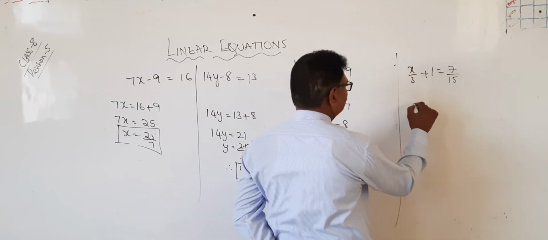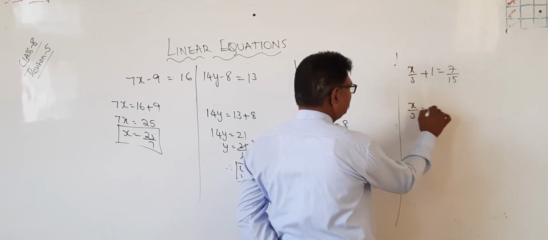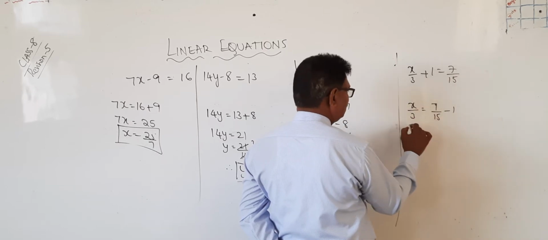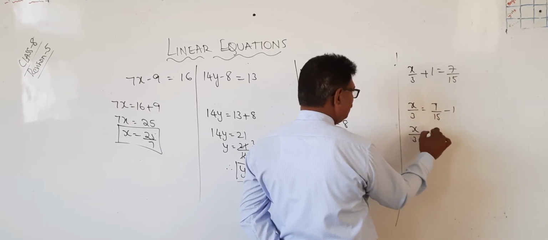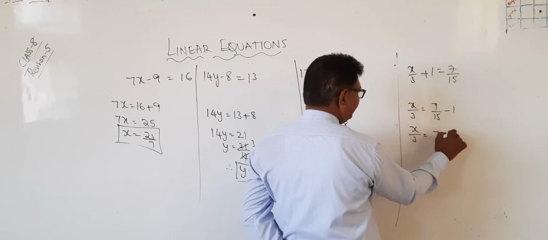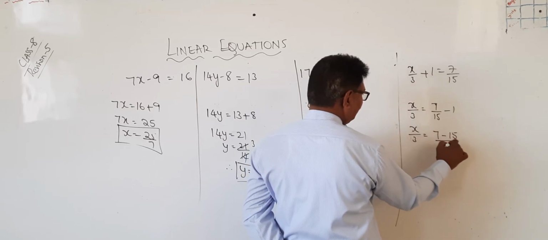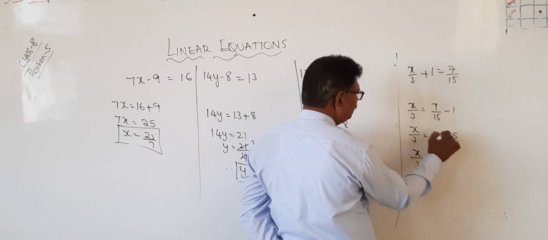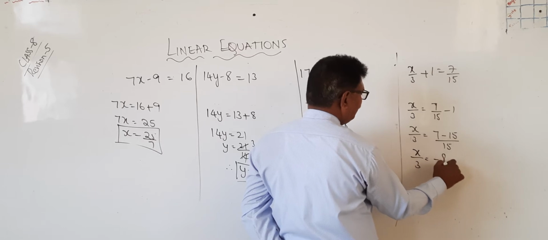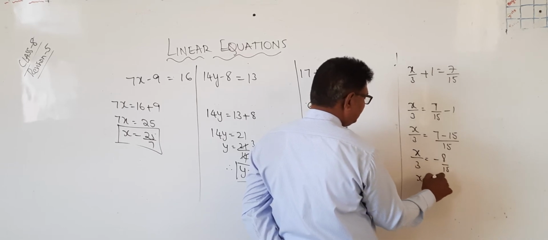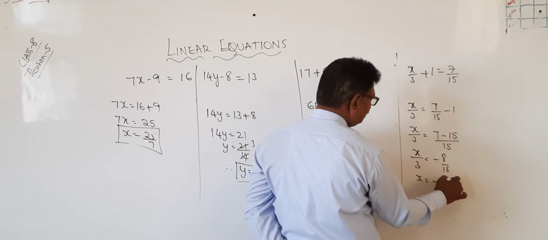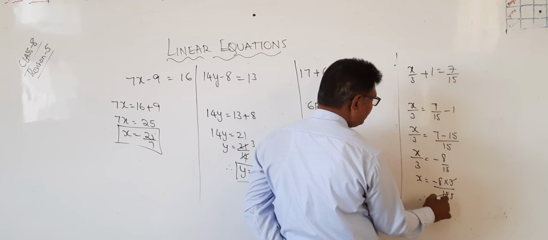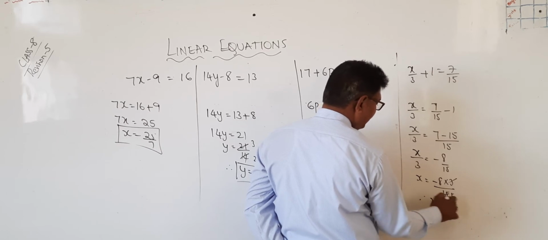Next, x by 3 is equal to 7 by 15 minus 1. Now see, x by 3 is equal to 7 minus 15 by 15. Therefore, x by 3 is equal to minus 8 by 15, or x is equal to minus 8 into 3 divided by 15. 3 1s are 3, 3 5s are 15. Therefore, x is equal to minus 8 by 5.